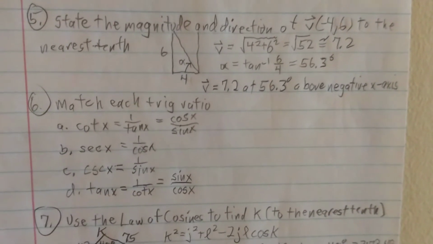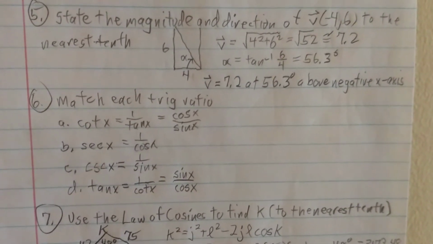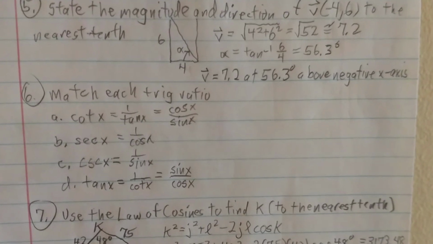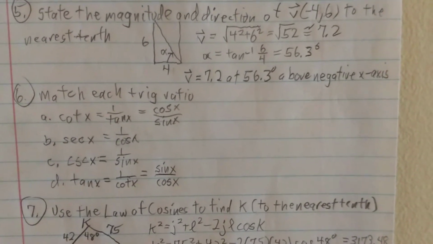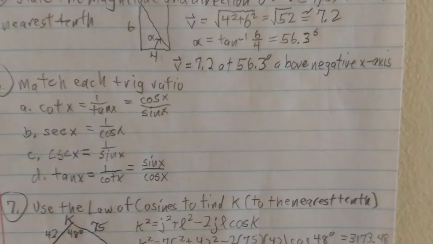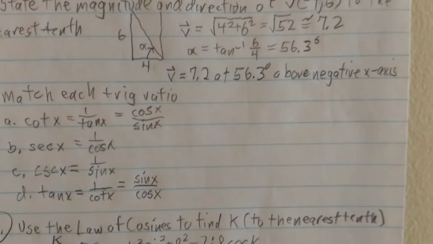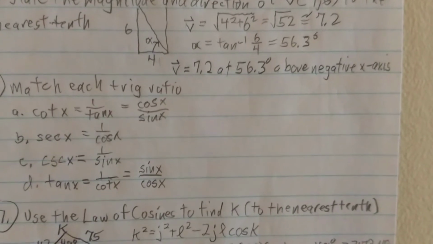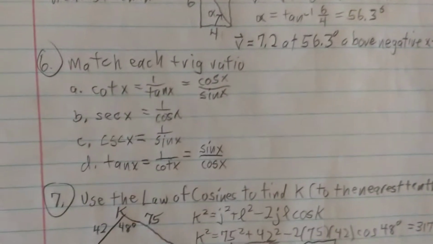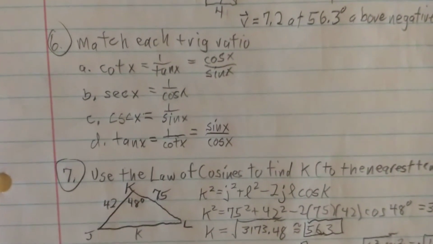So remember, the way we did this in 12.4 was the vector v is a magnitude 7.2 at 56.3 degrees above the x-axis. And that's why we don't put -4 there, because we identified it as being negative above the negative x-axis. Now 6 is an easy one.